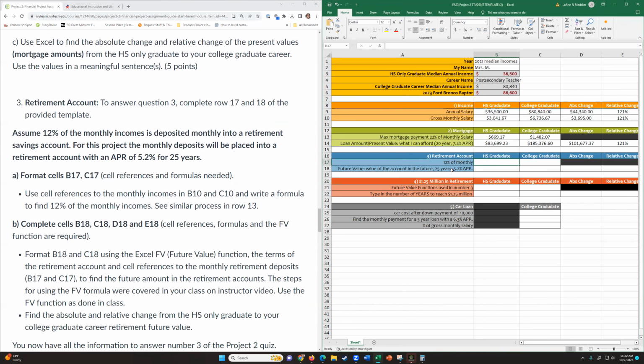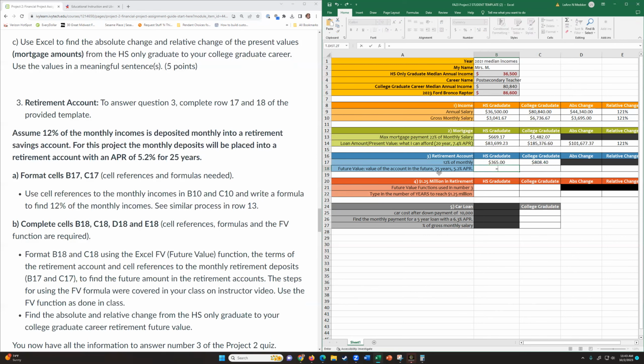So 12% of the monthly income is going into retirement. So equals 0.12 times the monthly income again, which is up here on B10. And then equals 0.12 times the monthly income for the professor equals that. This is future value. So notice they're even giving that in the setup of the template.